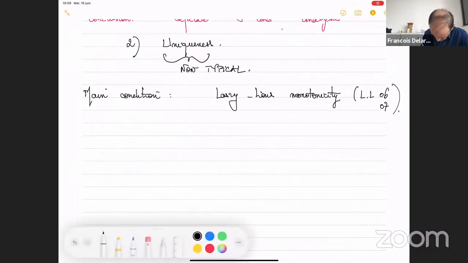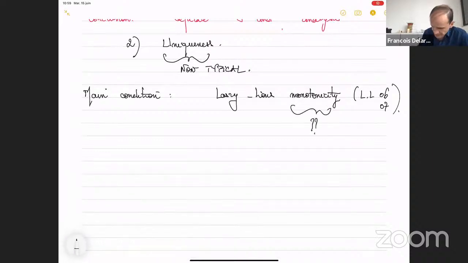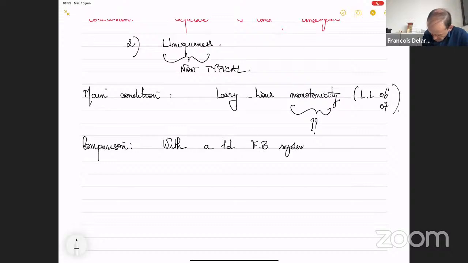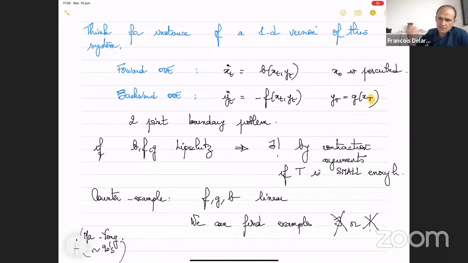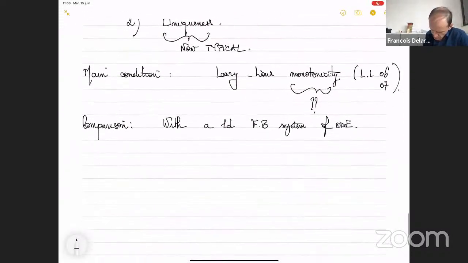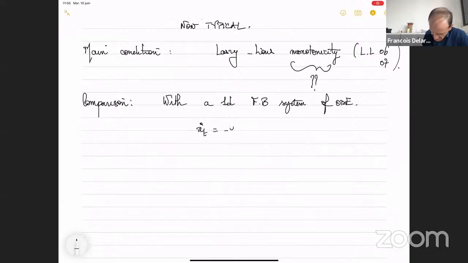So you could say, why monotonicity in this story? Well, to explain to you why you have monotonicity, let me make a comparison. Again, with a one-dimensional forward-backward system of ODE. I would like to push further the comparison with a one-dimensional forward-backward system. Here I gave you a quite generic forward-backward system, and then I claimed that you could find examples. But now I'm going to focus on something that is much more precise, much more explicit. So let me have a look at this system. X dot is minus y_t, and y dot is a constant.